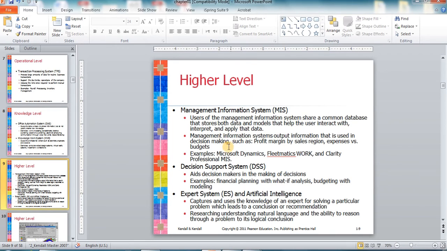Examples of such software are Microsoft Dynamics, Fleetmatic Word, and so on. The type of data produced by such software could be, for example, expenses versus budgets. So the total amount of expenses you are making versus the total amount of budget you are putting into the produced material, for example, by the company. Another example of a data model that is produced by such software is the profit margin and sales by sales region. So for each region I'm selling my product, what is the profit margin in this region?